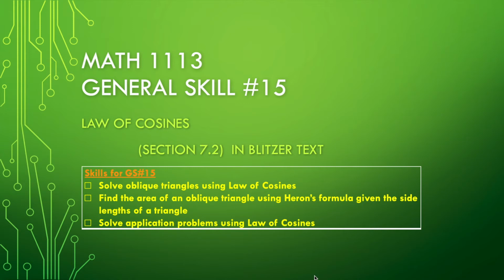And welcome to instruction for general skill number 15. This is the law of cosines, and you'll find this in section 7.2 in our Blitzer text.